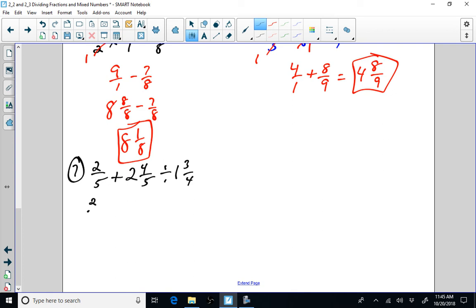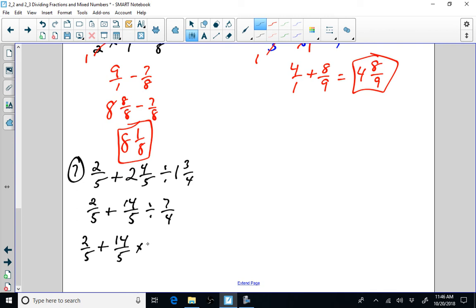So I'm going to recopy 2/5 plus, and now I'm going to rewrite these as fractions. 5 times 2 is 10, plus 4 is 14, so that's 14 over 5, divided by 4 times 1 is 4, plus 3 is 7. So my first step, write everything as a fraction. Next, I want to multiply by the reciprocal. So I recopy the 2/5 and the plus sign, because I have to save that addition from my last step.